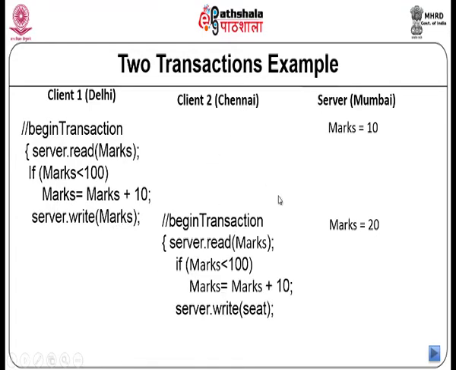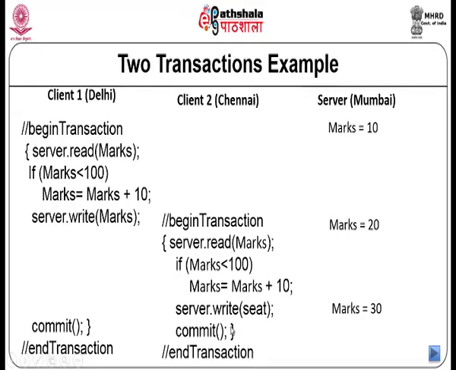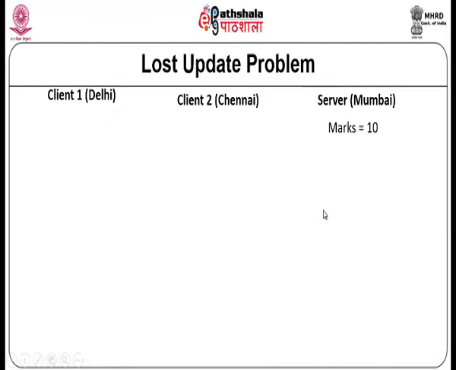The other transaction does the same thing. It starts after the first transaction. It reads, now the value is 20, it checks that it is less than 100, and it increments and writes back to the server. So, the value at the server will be 30, and then both the transactions commit. There is no problem if these two transactions are accessing the same data, because one is completing and then only the next one is starting.